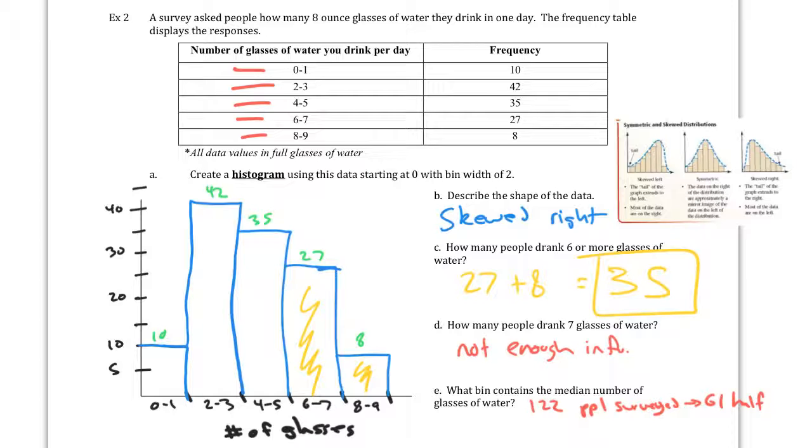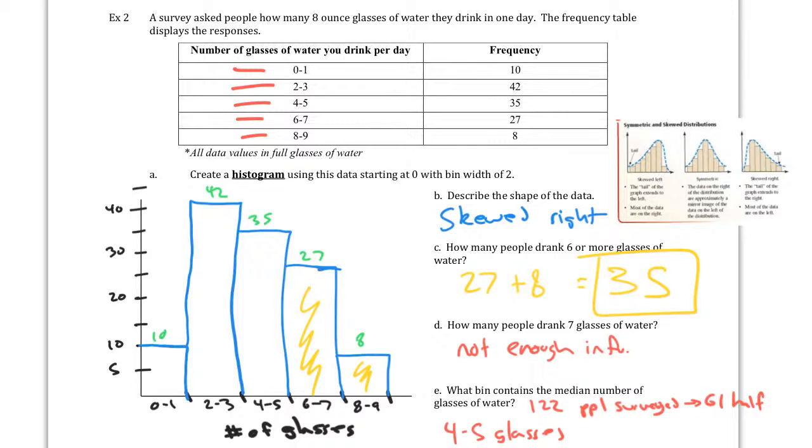I'm going to start on the left. I'm going to add up 10 and 42, which makes 52. Well, that's not 61 people yet. So the median can't be in the first bin, 0 to 1, or the second bin. Well, 35 added to 52 would be 87. That gets me past the halfway point. So that means the median has to be in that 4 to 5 bin. So we would say the median is in 4 to 5 glasses.